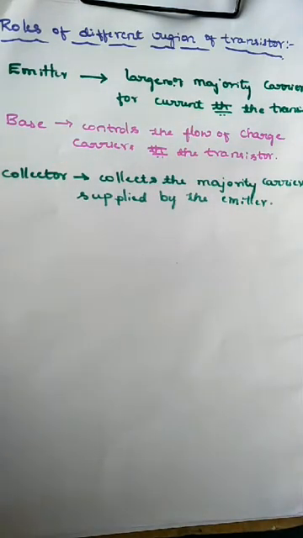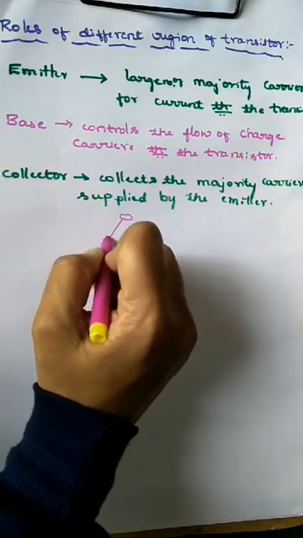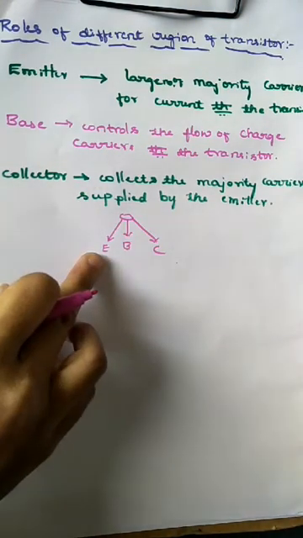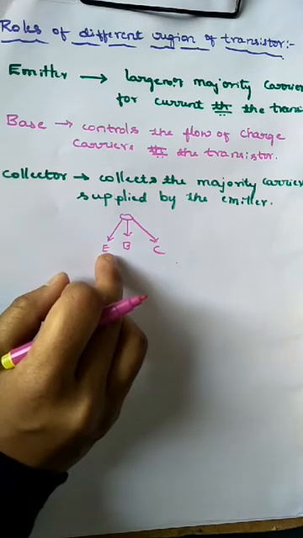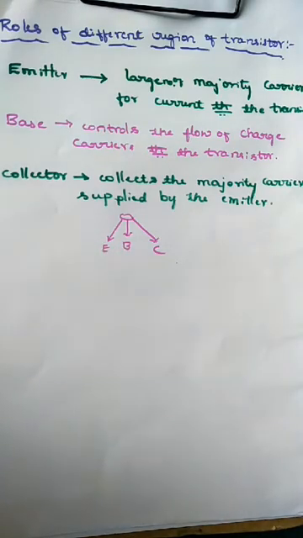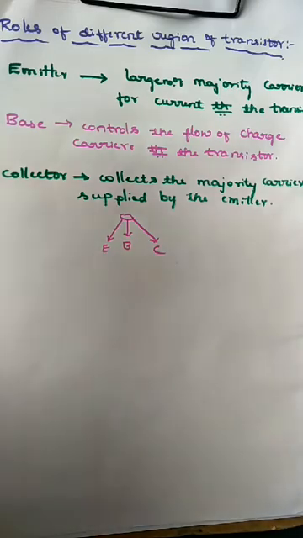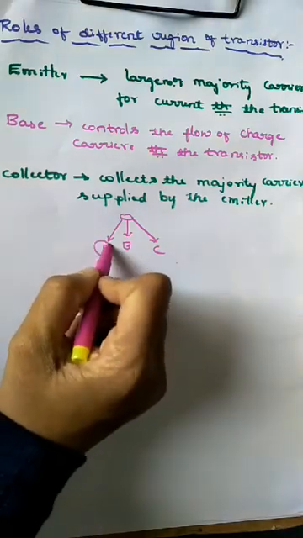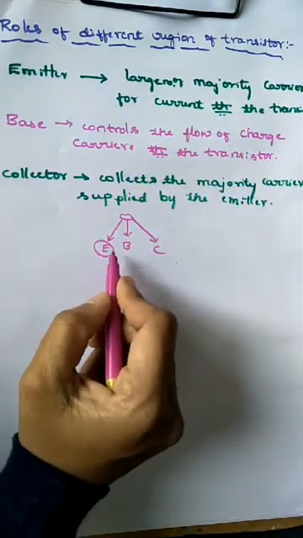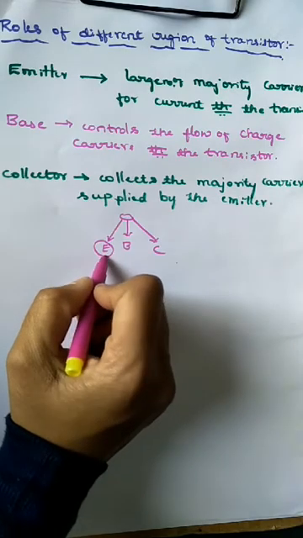Okay. So here are the roles of the three regions: emitter, base, collector. So this is the emitter, base, and this is the collector. What does the emitter do here? A large number of majority charge carriers. If we consider N type material, electrons are the majority charge carrier. If we consider P type semiconductor, the holes are the majority charge carrier. So the emitter provides a large number of majority charge carriers for the current through the transistor.